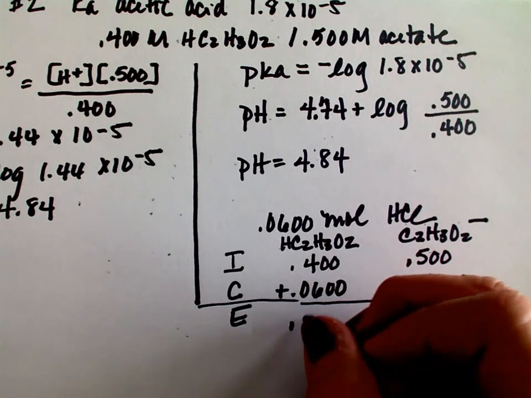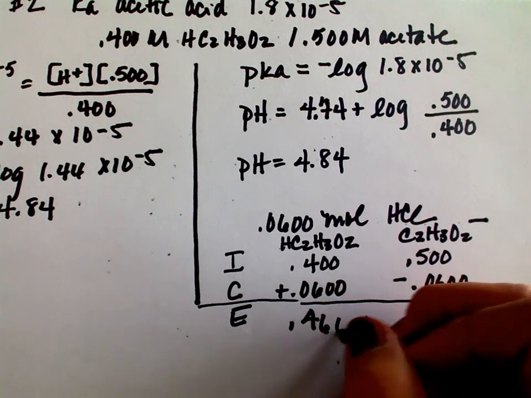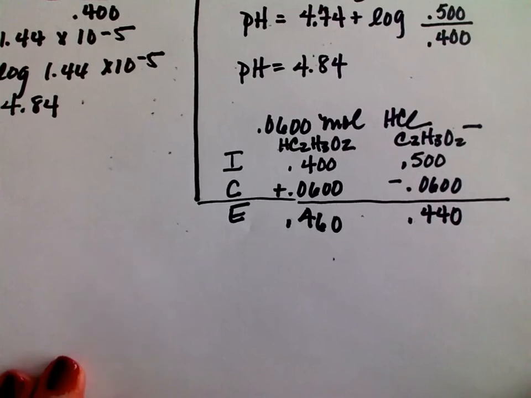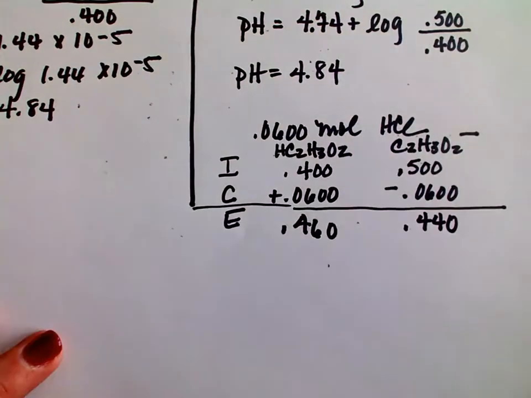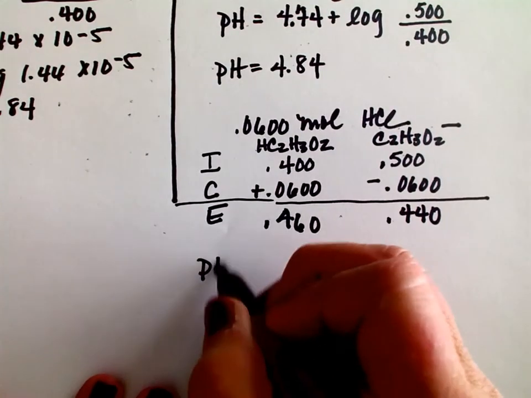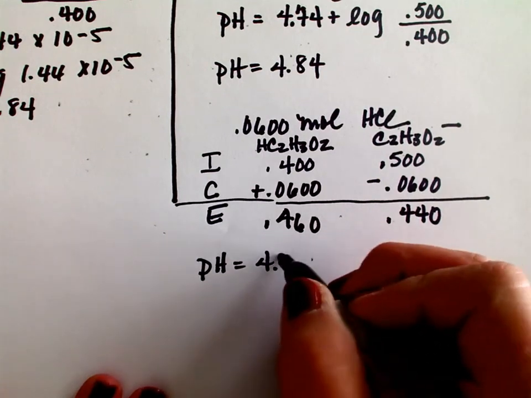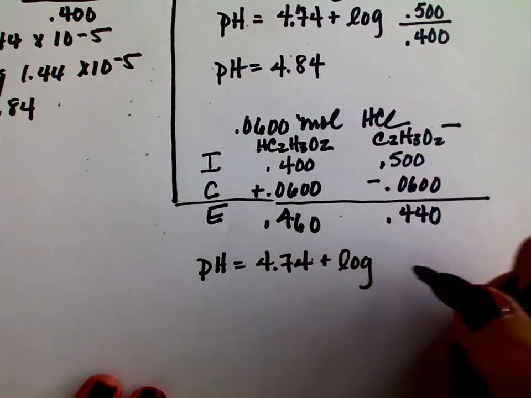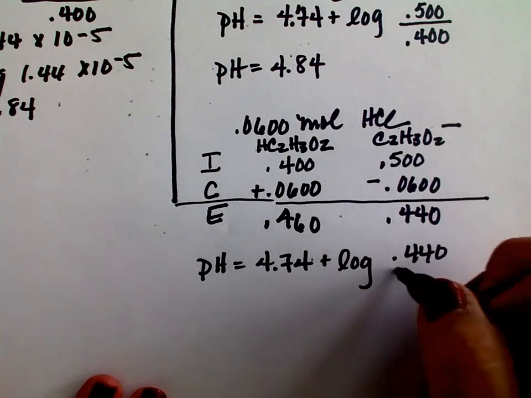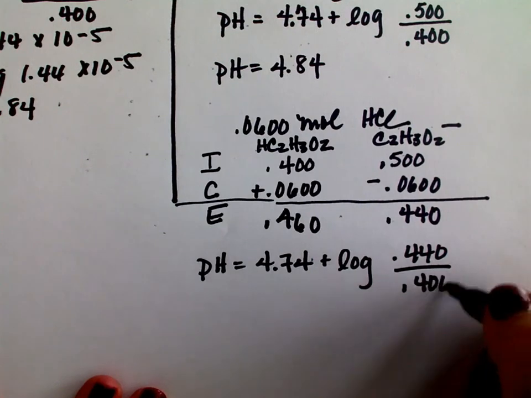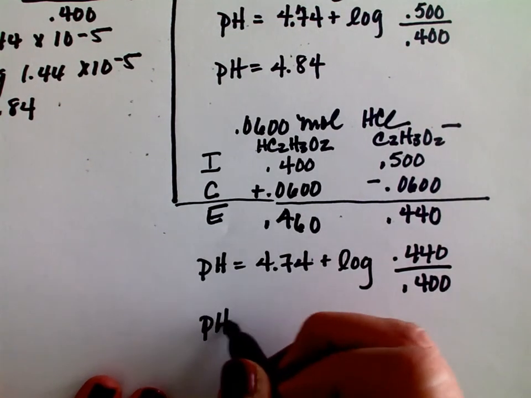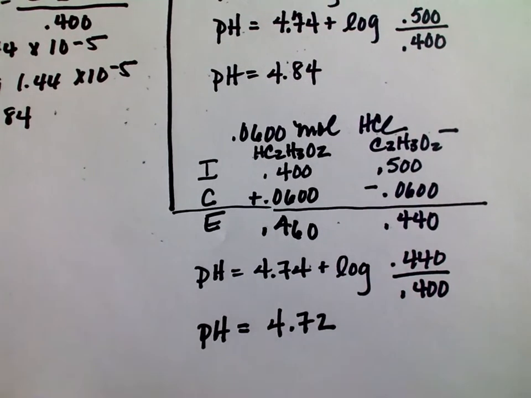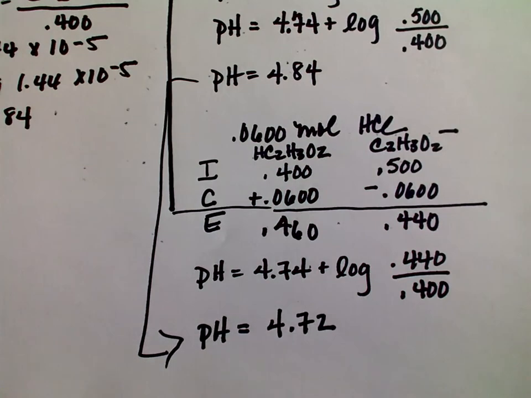Equilibrium concentrations here, 0.460 and 0.440, which we will just plug into the Henderson-Hasselbalch equation again. 0.440 over 0.400, and our pH is 4.72. So you can see that it did drop a little bit.